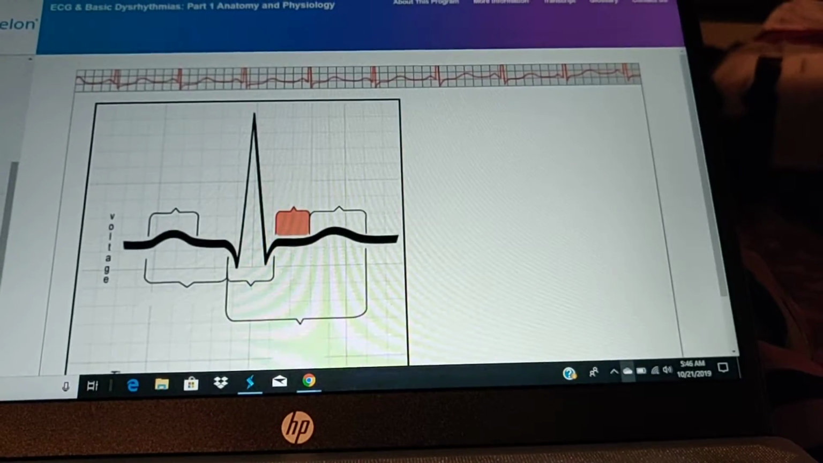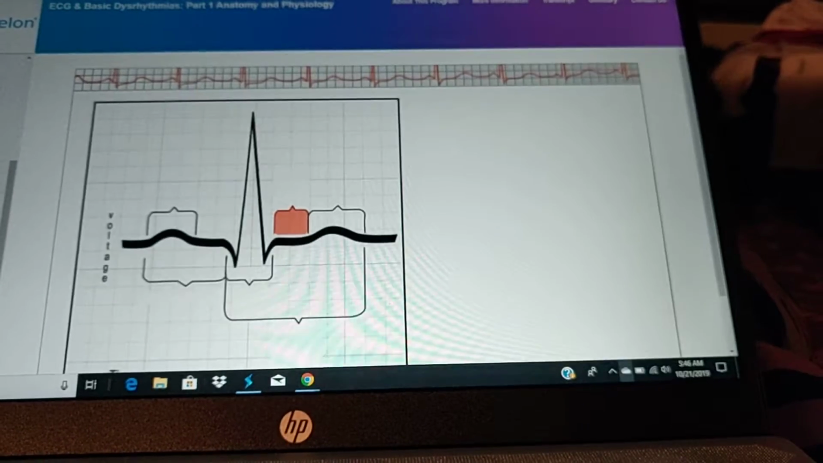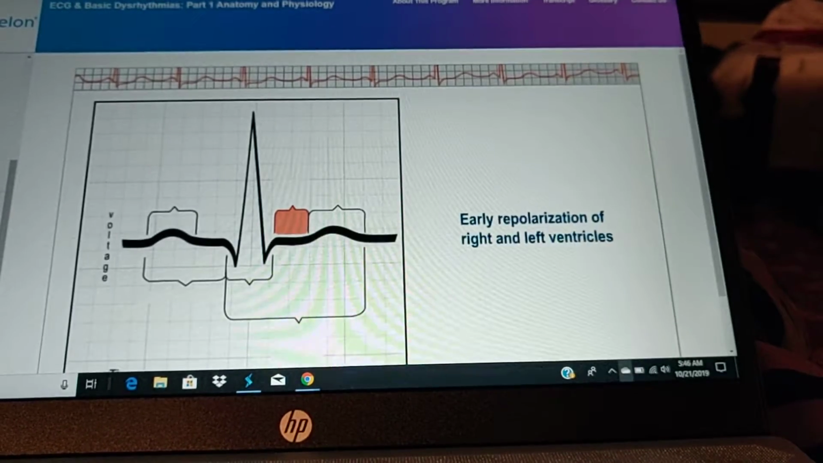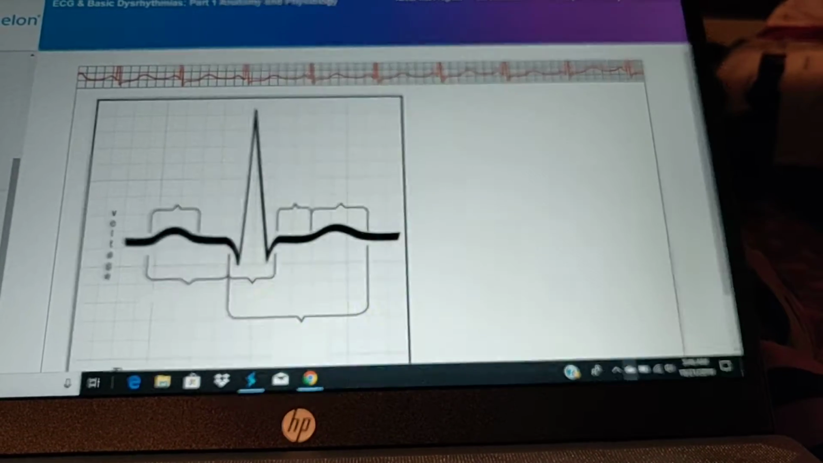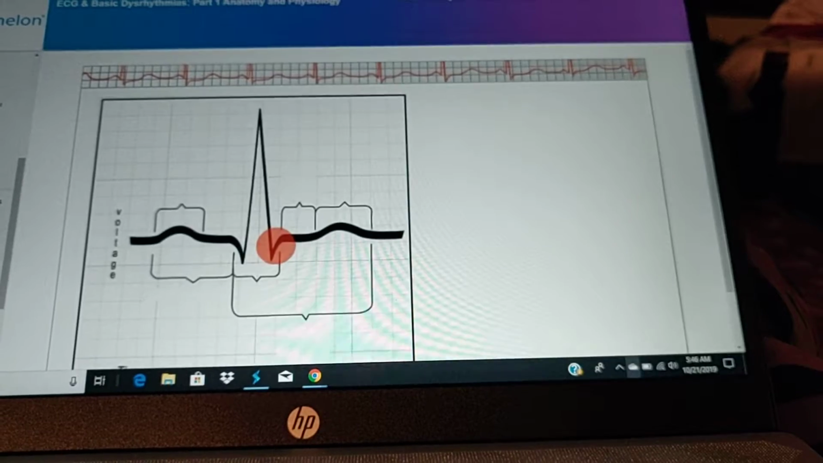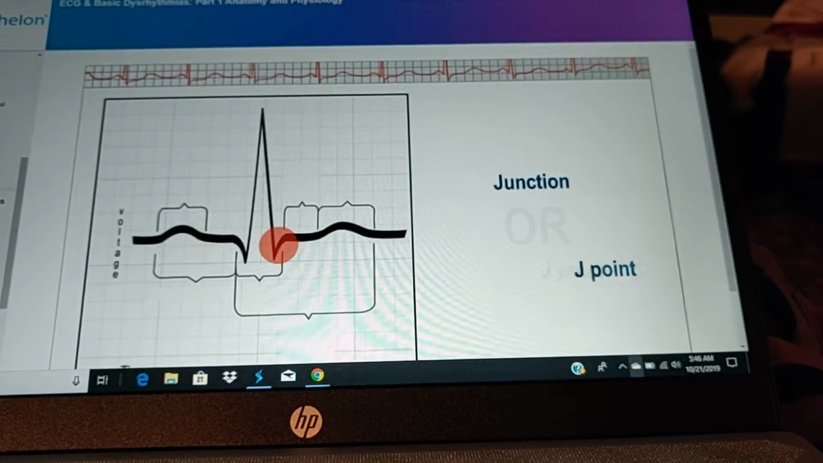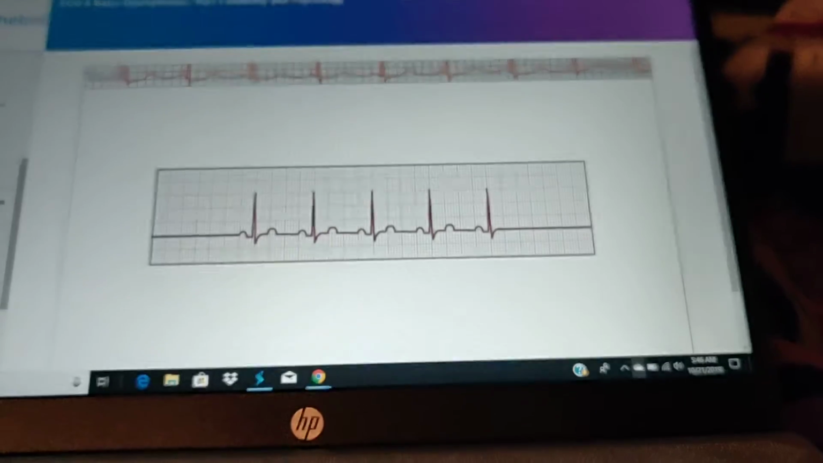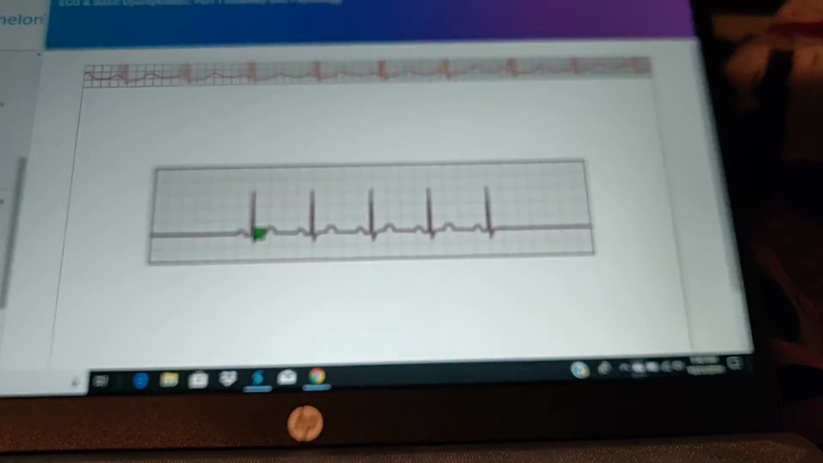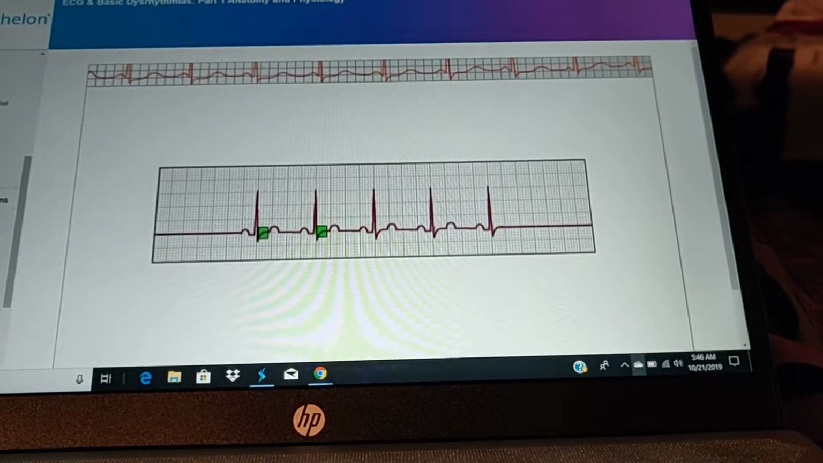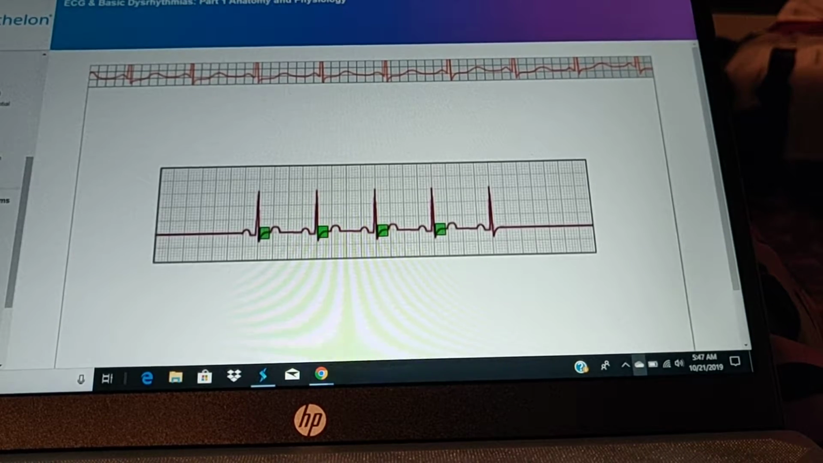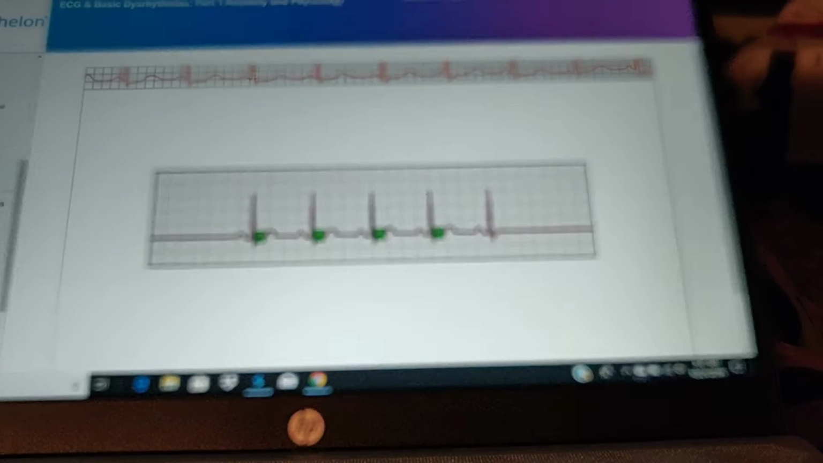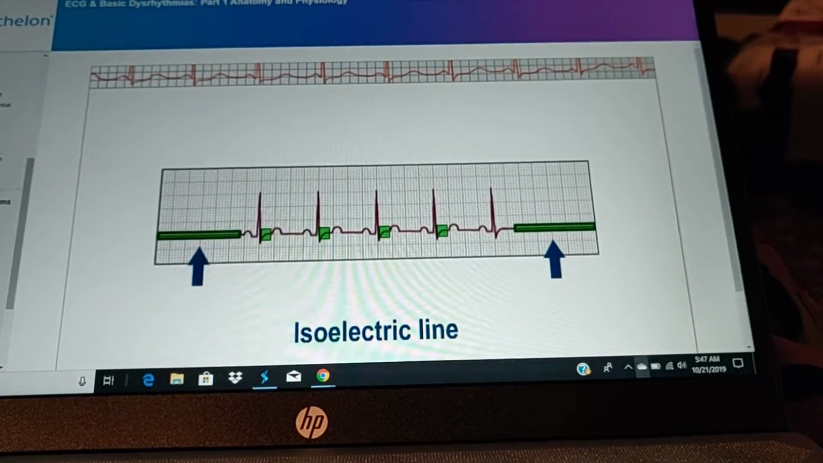The ST segment is between the S wave and the beginning of the T wave and represents early repolarization of the right and left ventricles. The point where the QRS complex and the ST segment meet is called the junction or J point. Although we do not measure the ST segment, any deviation in it is an abnormality that needs to be addressed. It is important to note the deflection of an ST segment. Normally, the ST segment should be flat at the isoelectric line.